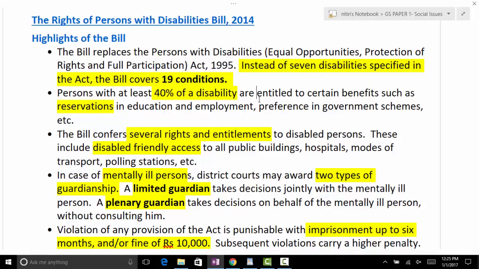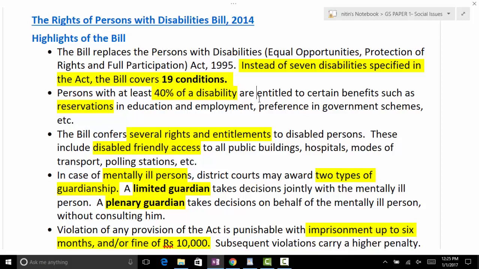Then, those with 40% disability are given certain benefits: reservation, education, employment, and preference in the various schemes as well. Moreover, universal access to the buildings and to the various public infrastructure, right? So barrier-free access to the infrastructure is to be ensured under this bill.